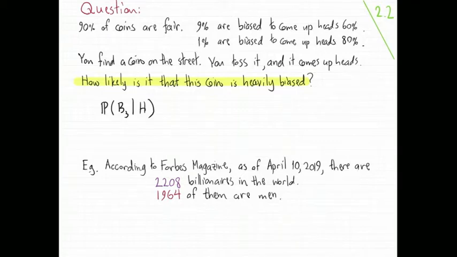And what we know is that the probability that it comes up heads, given that it's heavily biased, is 80%. That's what it means that it's biased, 80%. And you should not confuse those two numbers. The probability of B given H is not the probability of H given B. In fact, they may not be really related in any strong way, as we're going to explore right now.